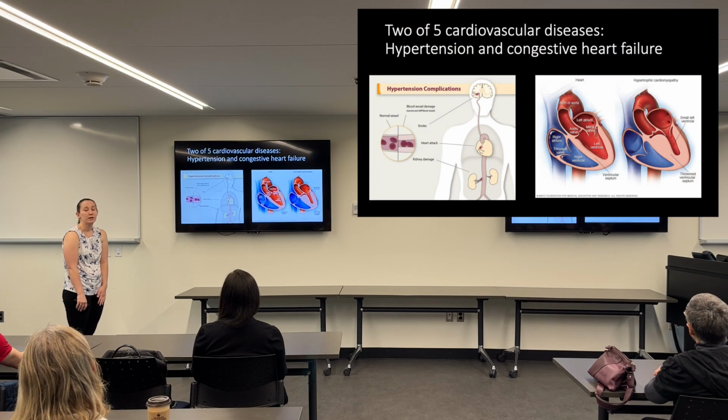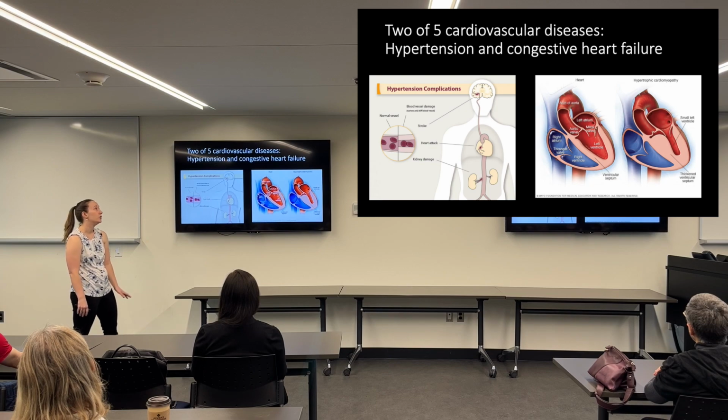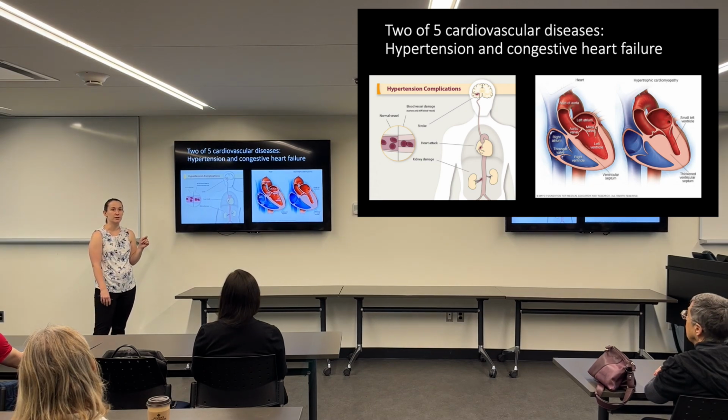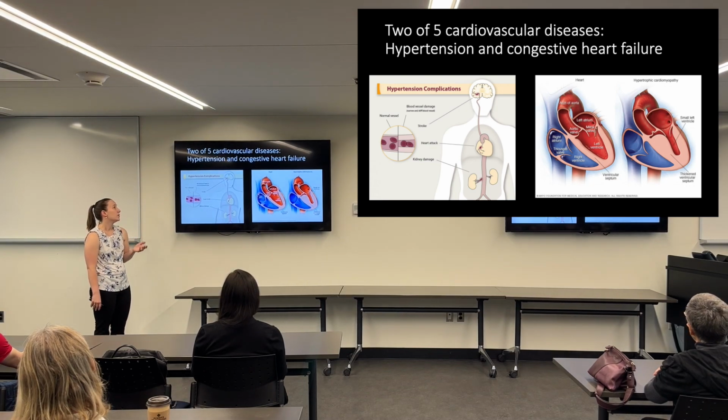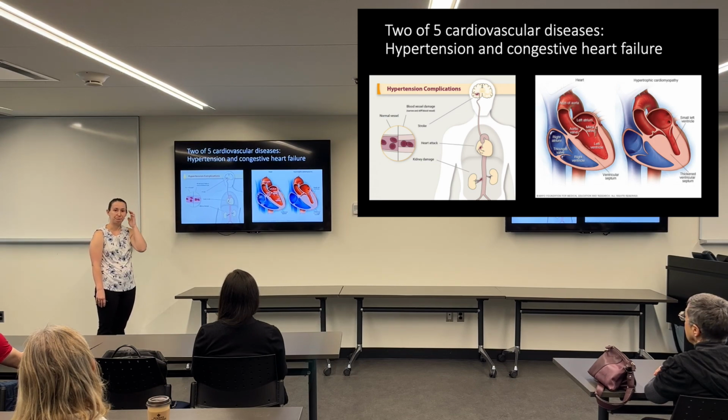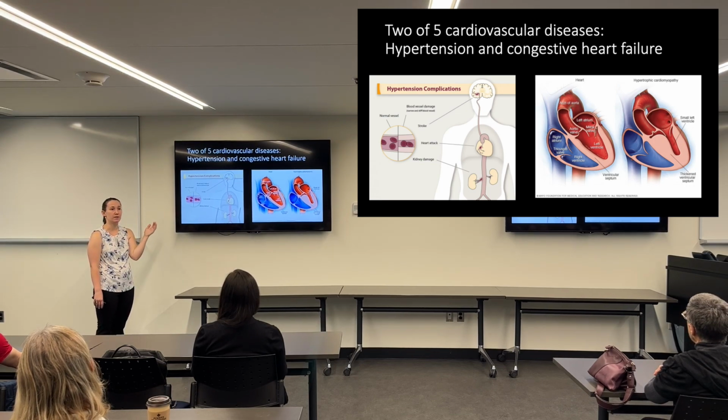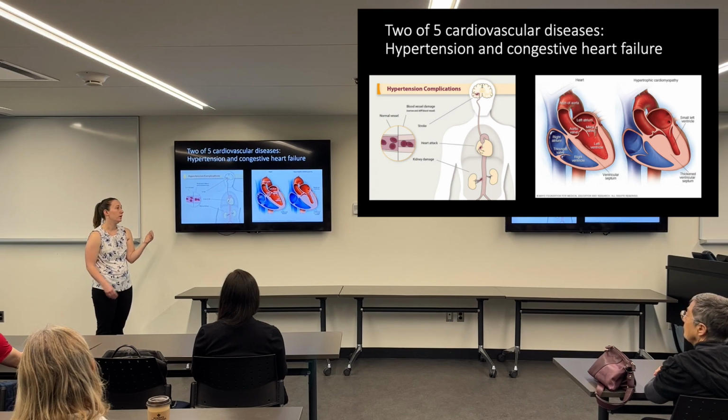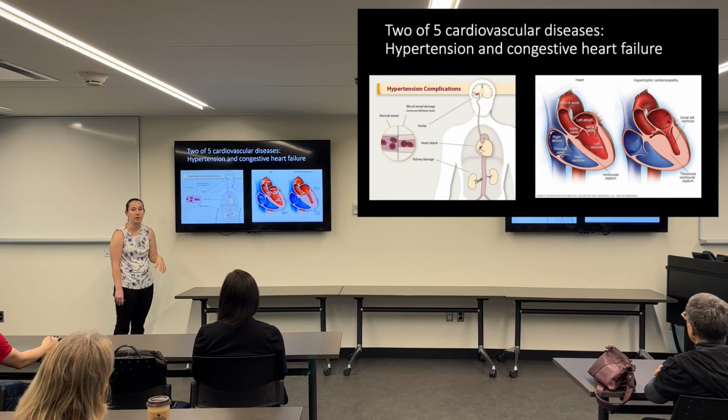And for a bit of background, for his project, he looked at just 2 of the 5 cardiovascular diseases that we could have studied. So one of them is hypertension. And you can think of this as kind of a preamble to worse cardiovascular diseases. So hypertension is narrowing of the blood vessels.